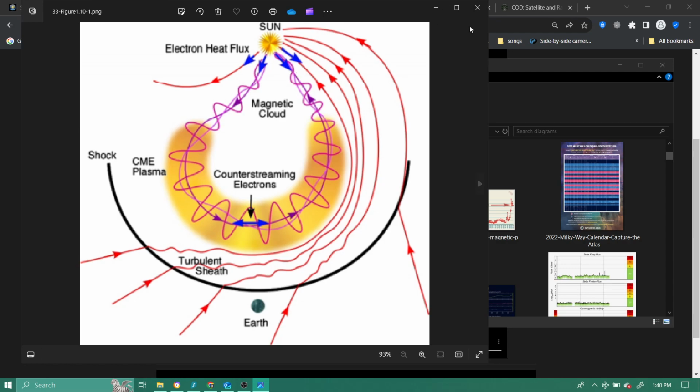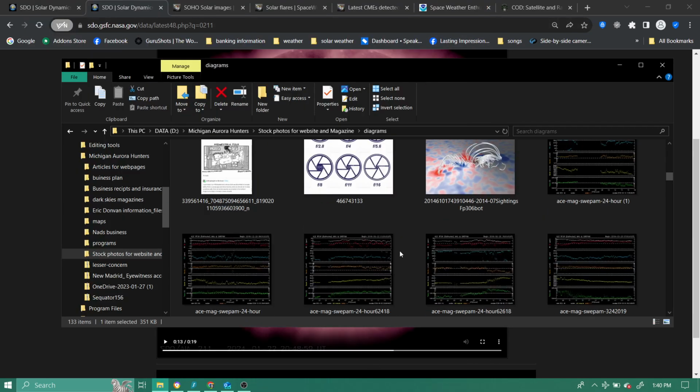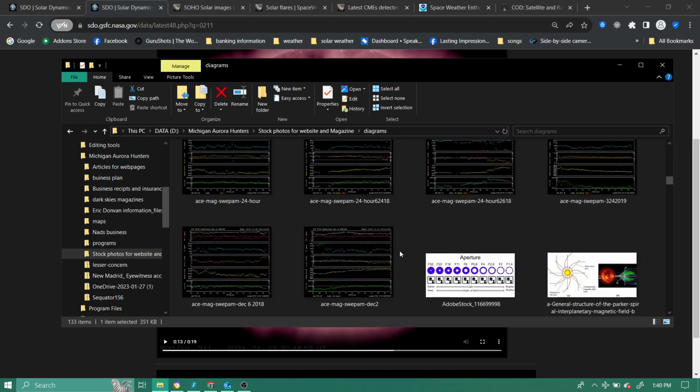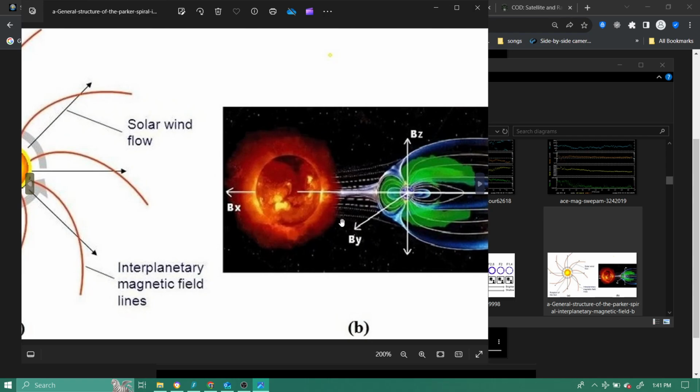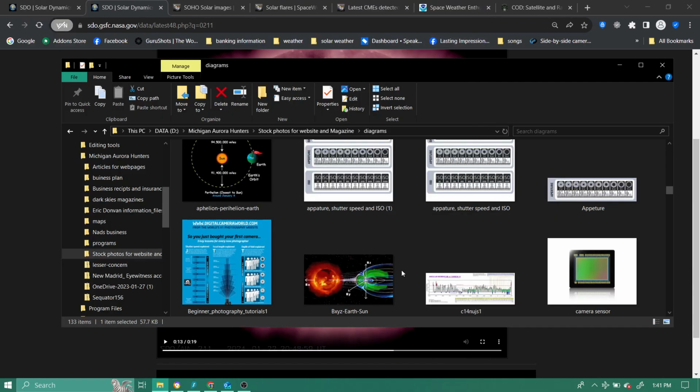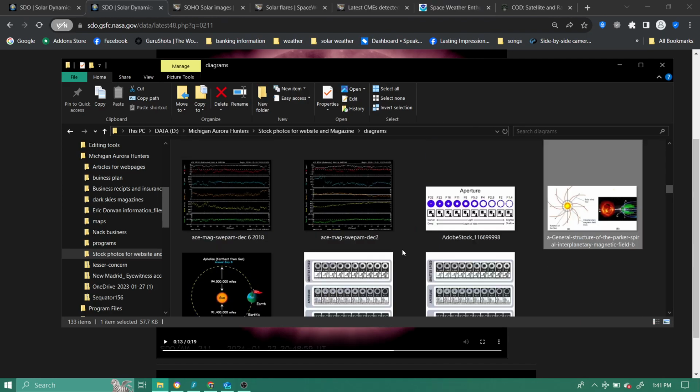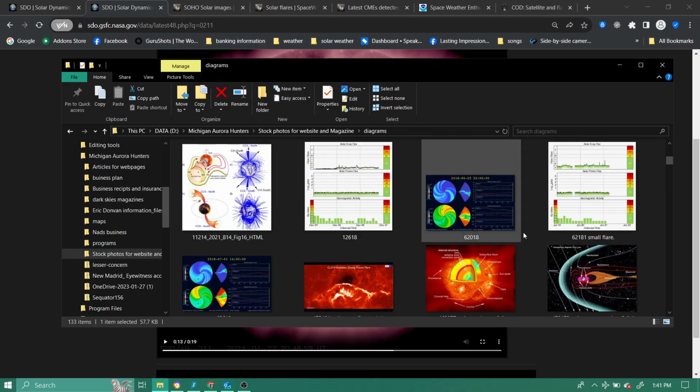Okay, now, let me find it here. I'm going to use this one because this is a good one. We have that on Earth too. And this isn't the best diagram. Let me see if I can find my better diagram. Where is my better diagram here? Oh, there it is.